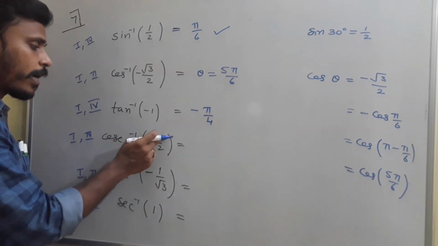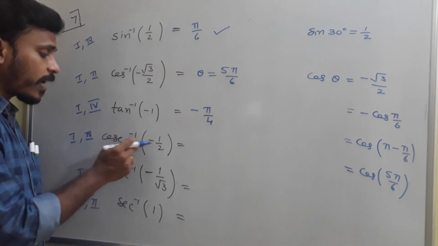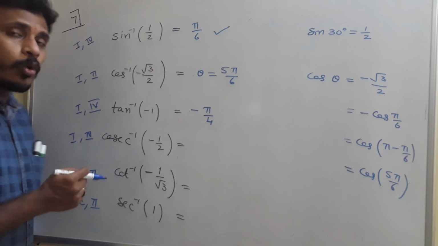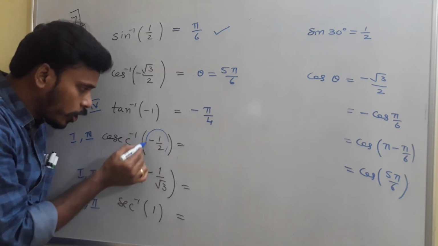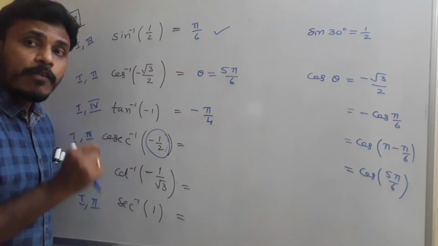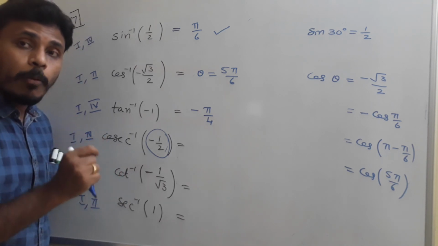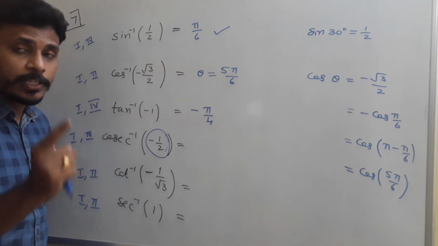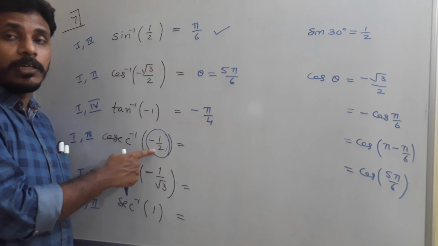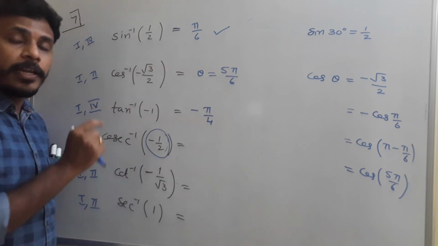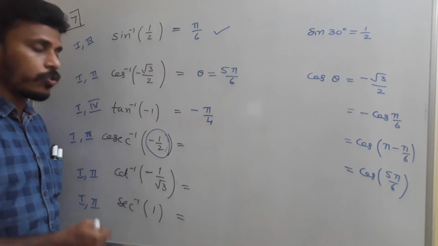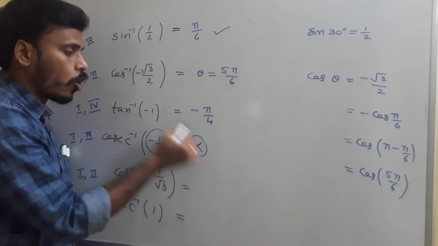Again, cosecant inverse of minus 1 by 2. Just think about it. The number is given for cosecant inverse. For cosecant inverse, the domain is either side of minus 1 and 1, not in between minus 1 and 1. This minus 1 by 2 is a number which is in between minus 1 and 1. So this is not acceptable as a domain for cosecant inverse, so this value does not exist.